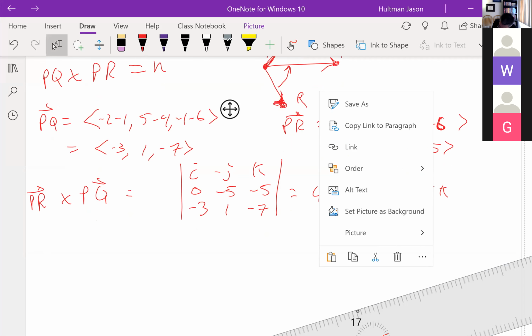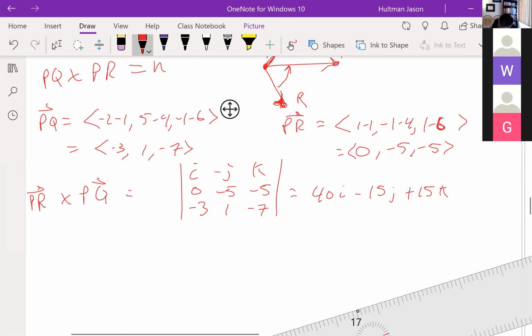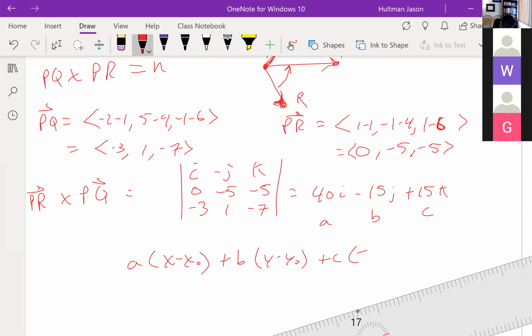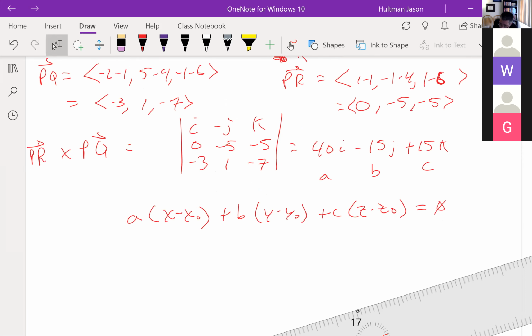So what is A in this case? We want our vector. A is 40, B is -15, and C is positive 15. Let's look at our equation. Our equation was A times x minus x naught plus B times y minus y naught plus C times z minus z naught is equal to 0. That's the equation of our plane, where A, B, and C are orthogonal to the plane.